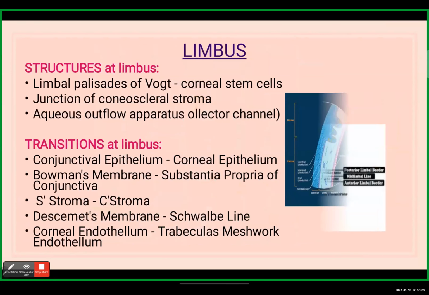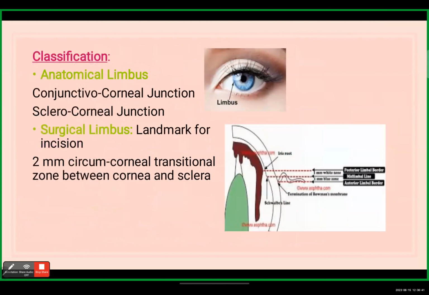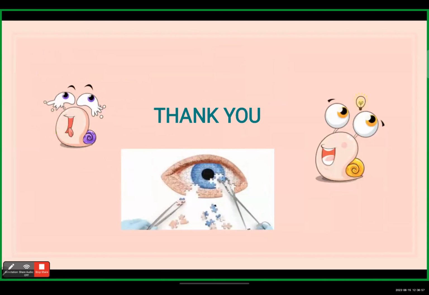I would quickly talk about the classification of the limbus. The limbus can be classified into anatomical and surgical. The anatomical one is the conjunctivo-corneal junction, and the surgical one is the landmark for all the incisions. So thank you so much for all the time. Thank you.